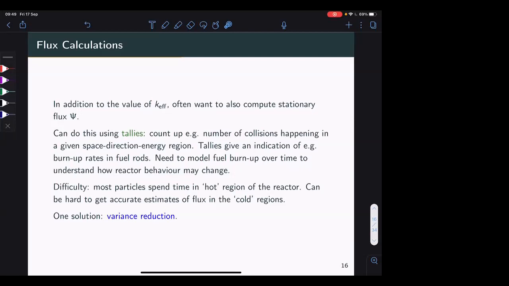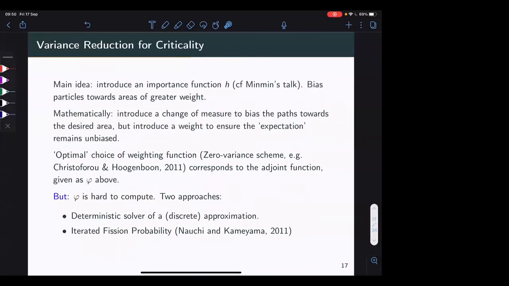But one of the difficulties now comes: I want to understand perhaps how many particles I'm seeing, what the burn-up might look like in a cold bit of the reactor, somewhere that's perhaps not in the middle of a fuel rod. But this might be hard using Monte Carlo because all my particles are going to be mostly hanging around in the areas where fission is happening. So one of the challenges is how to understand not so much this k-effective estimate, but the corresponding tallies, so counts of what's going on in other bits of the reactor, which I might want to understand, to understand how the reactor is changing or behaving over time.